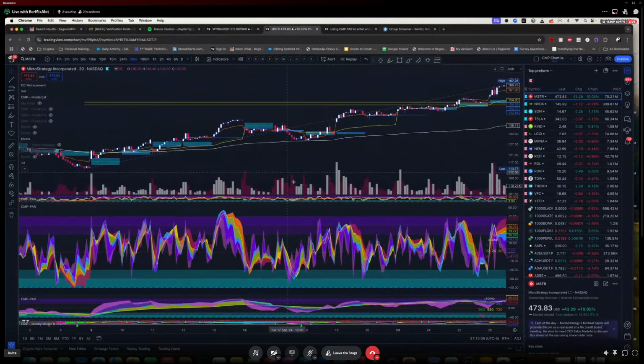And MicroStrategy now, you could just look at the price to the right, $473. So it's gone up what, 8 times more than Bitcoin. It's up 4x in like a couple months. That is pretty ridiculous.